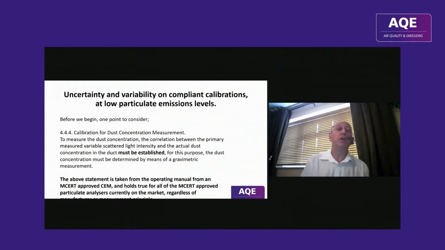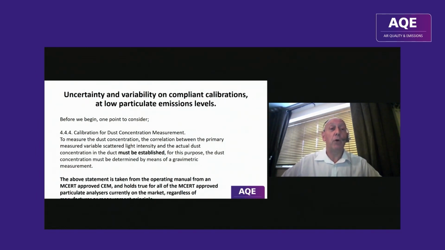Before we begin, one point to consider, and this really affects all certified continuous emission monitors on the market for particulate. So this is an extract from an MCERT approved continuous emission monitor, and I'll just read it out. To measure the dust concentration, the correlation between the primary measured variable, scattered light intensity, and the actual dust concentration in the duct must be established. For this purpose, the dust concentration must be determined by means of gravimetric measurement.